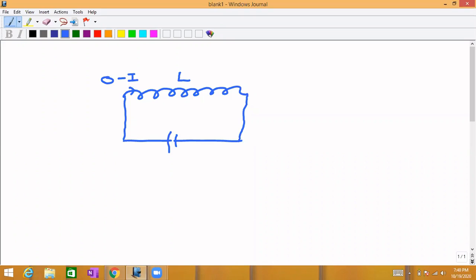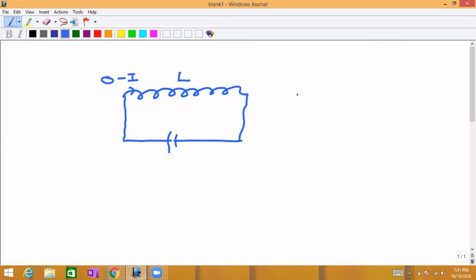Now, what is the amount of energy that is required to build the current from 0 to I? What is the value? I told you to derive this expression for energy. Have you done it? Sir, we did it and gave it in the Google Classroom. Okay, thank you.